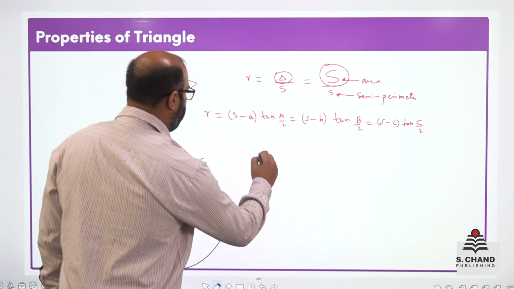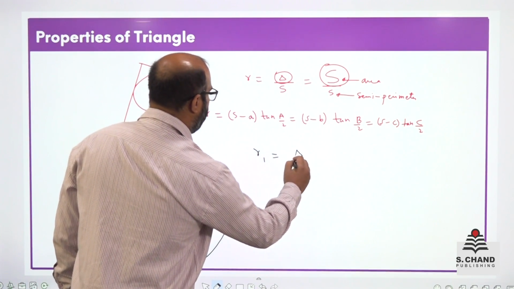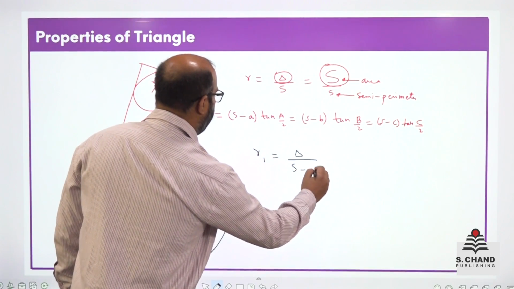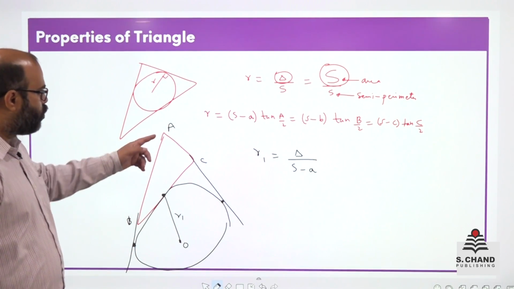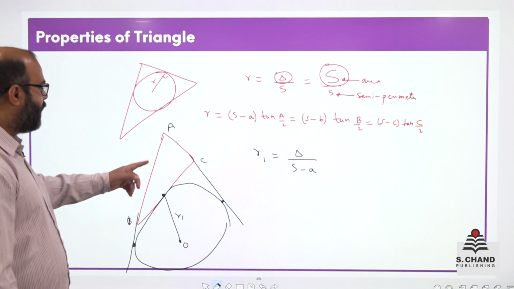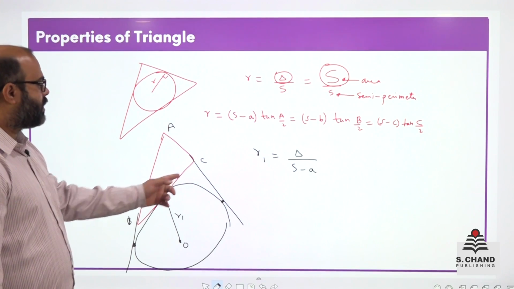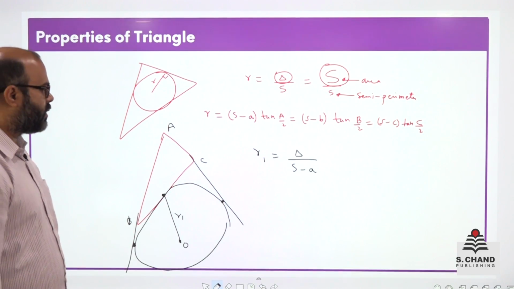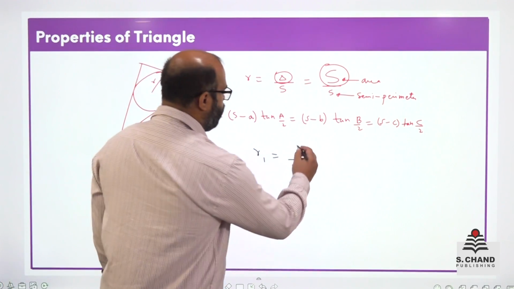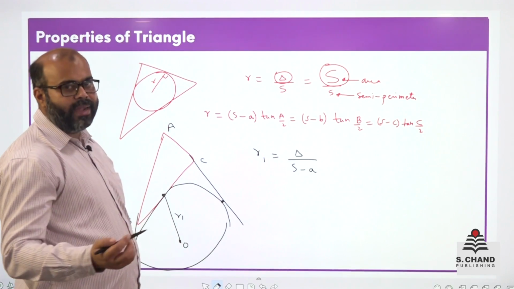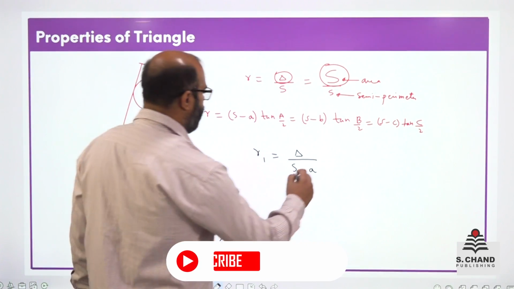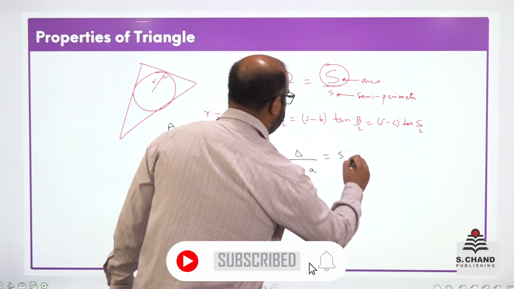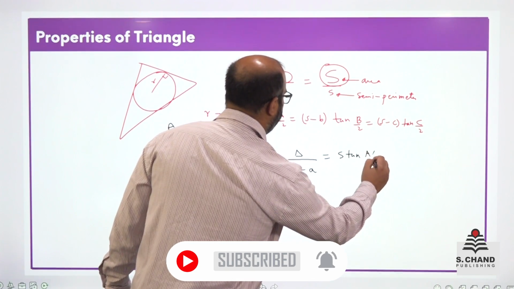So R1 is equal to triangle upon S minus a, because it is opposite to angle A, the internal bisector of angle A and external bisector of angle B and angle C. So again I am using triangle. You may find capital S in the book. This is same as S tan A by 2.